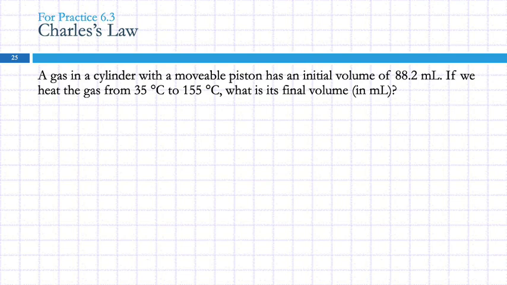Okay, so this is a Charles law problem, and this is a more straightforward type of gas law problem, unlike that previous one with the syringes. A gas in a cylinder with a movable piston has an initial volume of 88.2 milliliters. If we heat the gas from 35 degrees Celsius to 155 degrees Celsius, what is its final volume in milliliters?